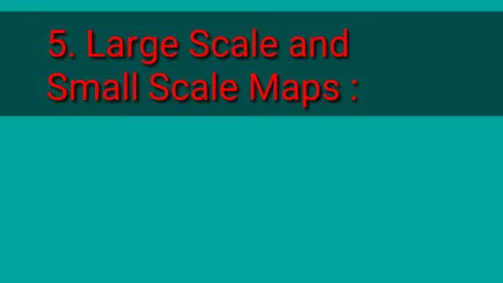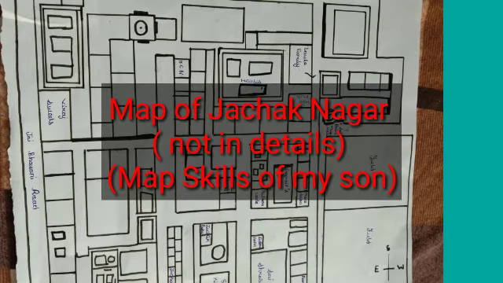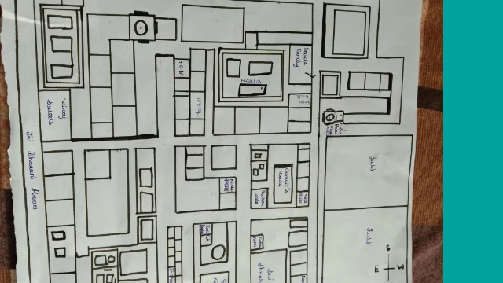Our next point is large scale and small scale maps. When a small area on the ground is shown covering a large area on the map, it is a large scale map. Maps of a city, village, agricultural fields, building, school, church, mall, garden, dispensary are the examples of large scale maps. Generally, maps with a scale of less than 1 ratio 10,000 are known as large scale maps.